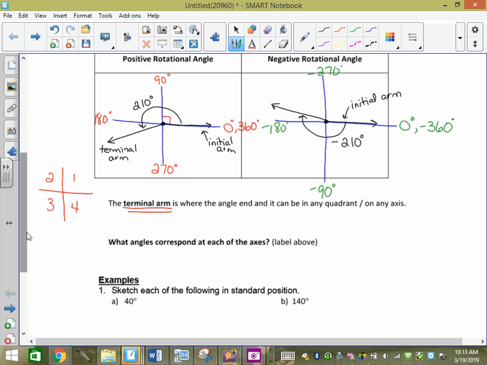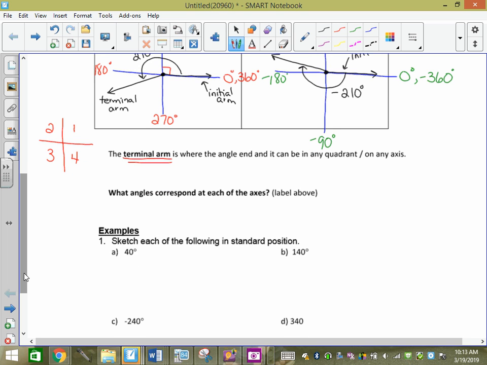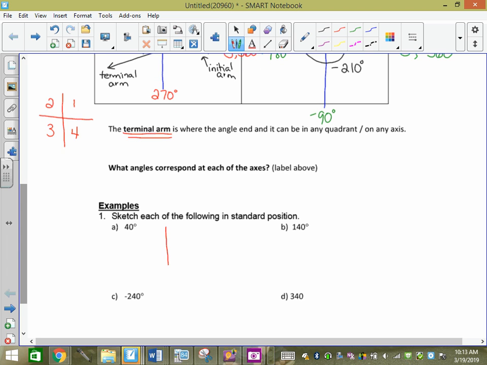So we need to sketch the following in standard position. So we're going to sketch 40. 40 is a positive angle, correct? So we're going to draw our Cartesian plane. And we're going to go counterclockwise, starting at 0, and label our axes. So 0 degrees, 90 degrees, 180 degrees, 270 degrees, 360 degrees.